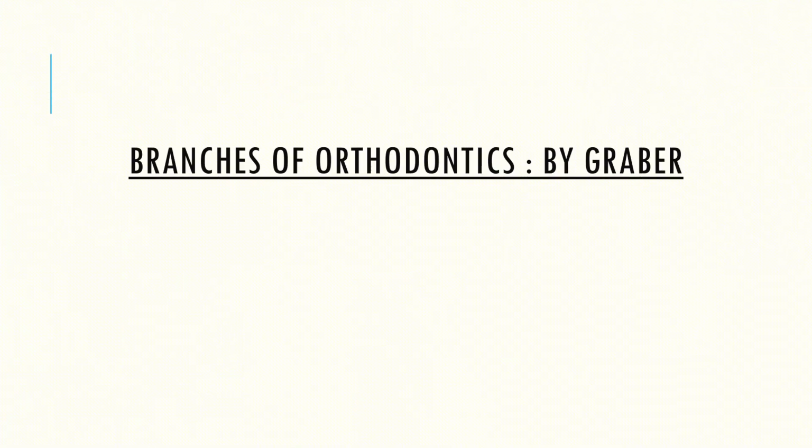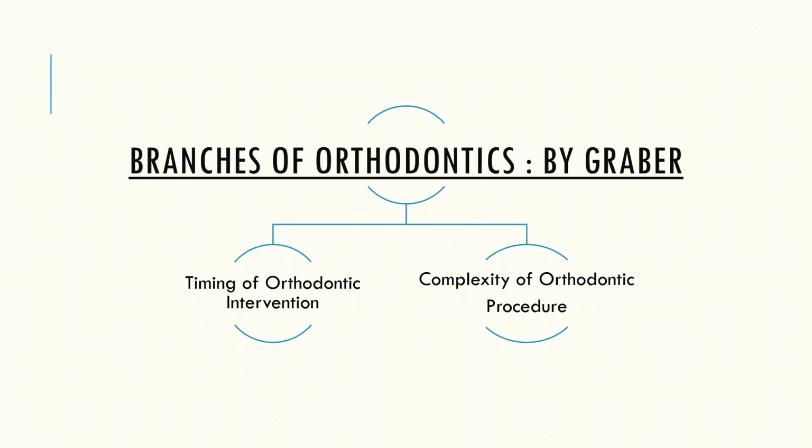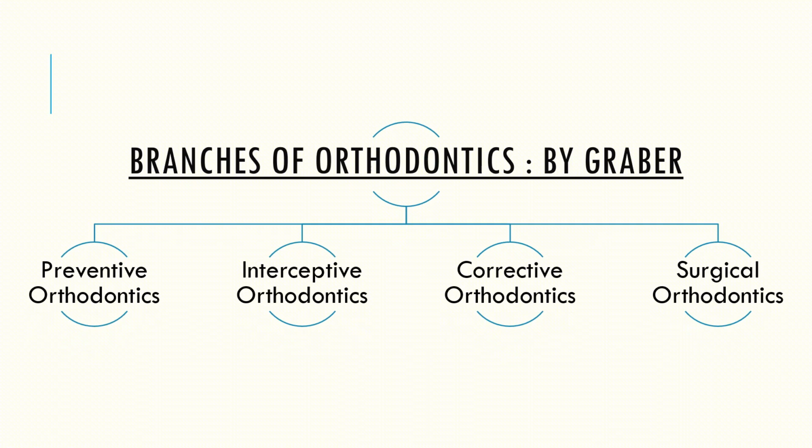Orthodontics is divided into branches based on the timing of orthodontic intervention and the complexity of the procedure. It is divided into four parts. One is preventive orthodontics, second is interceptive orthodontics, third, corrective orthodontics, and fourth, surgical orthodontics. Now let's see each one in detail.